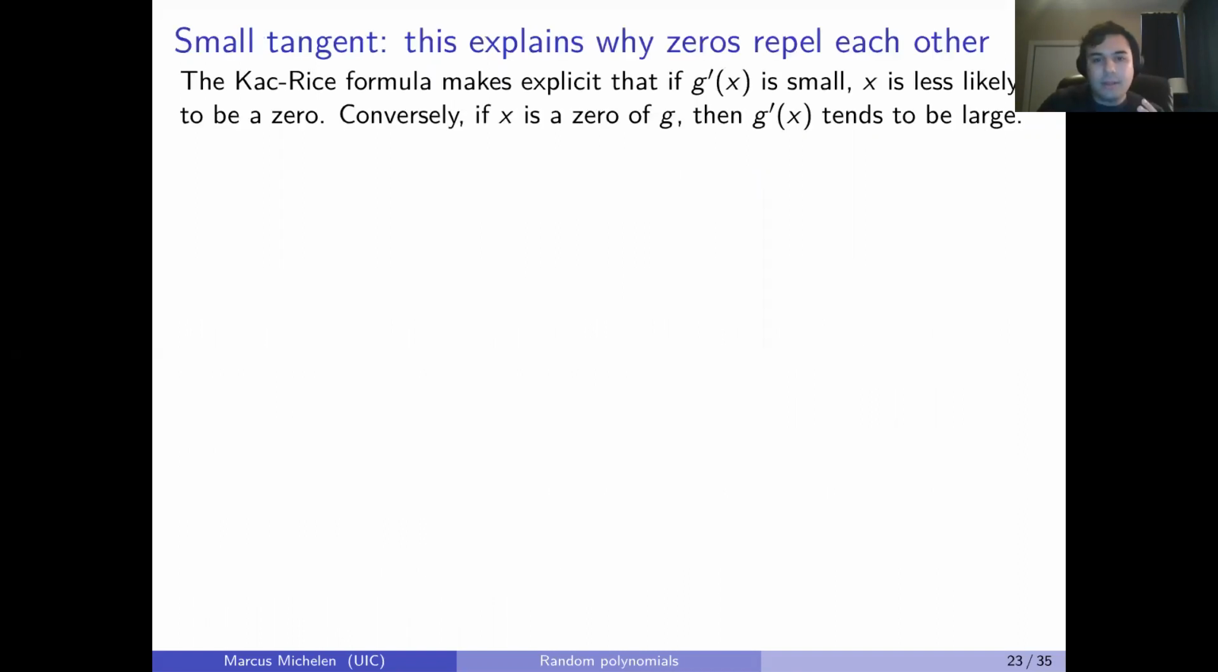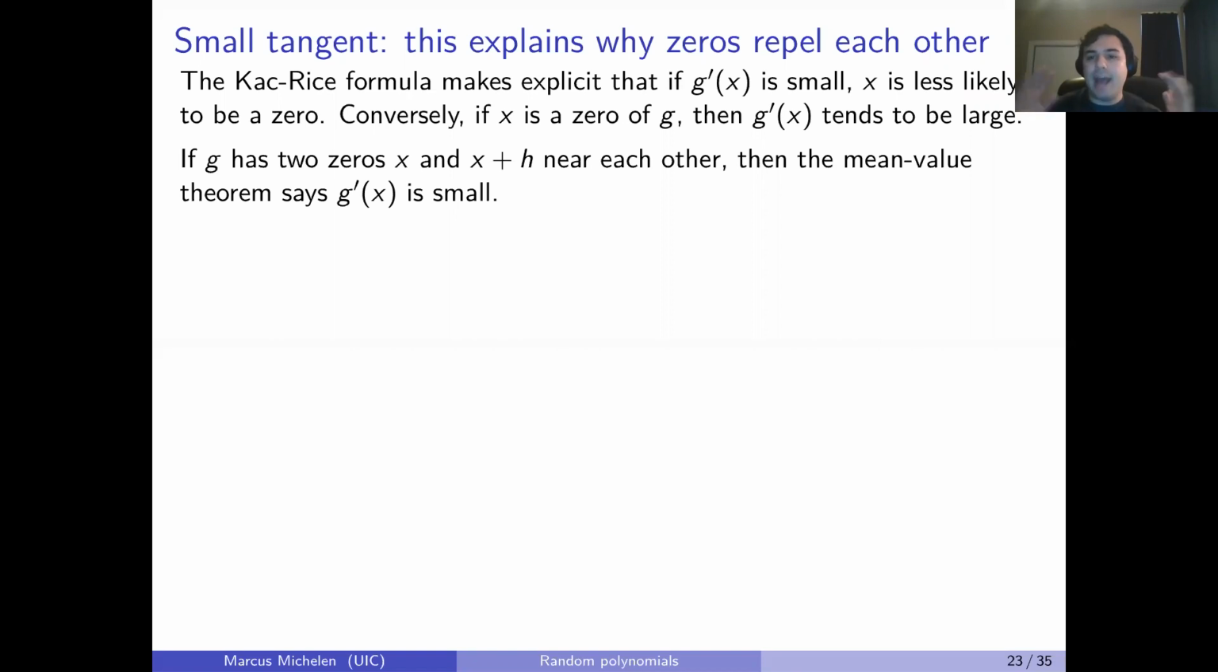So now, this is going to tell us automatically that we have this repulsion that I've alluded to a couple of times now. Right? So Kac Rice is saying, if my derivative is small, I'm less likely to be a 0. So in particular, if I have a 0, my derivative wants to be large. But now let's think about what happens if I have two zeros close to each other. Right? If I have two zeros close to each other, the mean value theorem tells me that my derivative has to be small. So these two forces are exactly pushing up against each other.